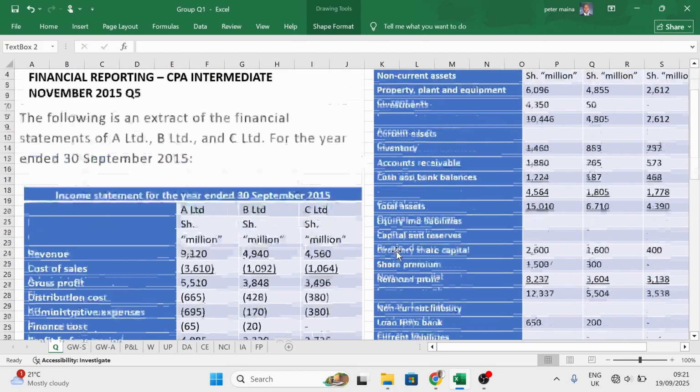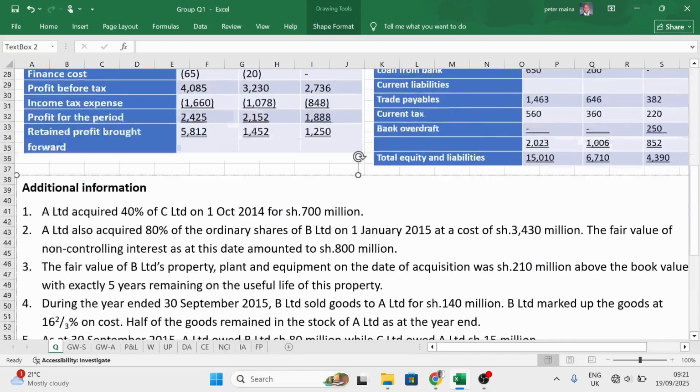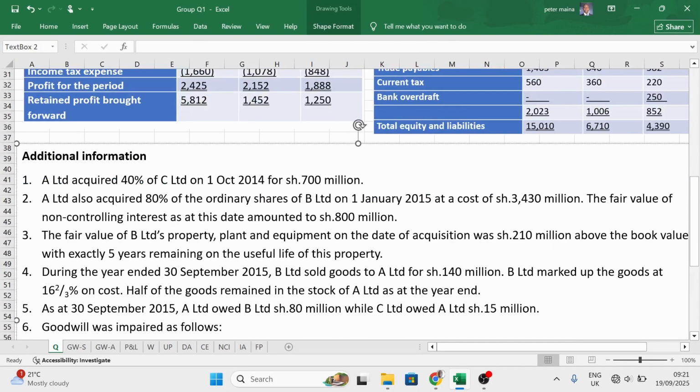So the first step when you have a question like this is usually to calculate the percentages of holding. But since we are given the percentages of holding for both companies, 40% and 80%, we are not going to go to that step. So we are going to proceed to calculation of goodwill in subsidiary and also in associate.